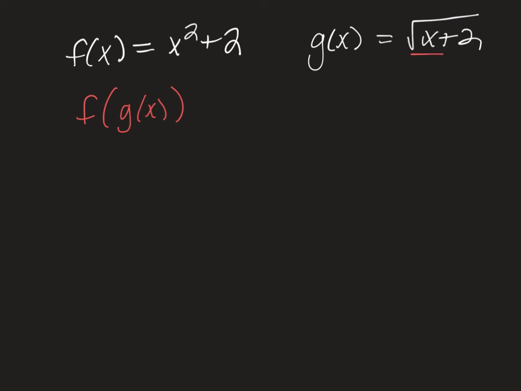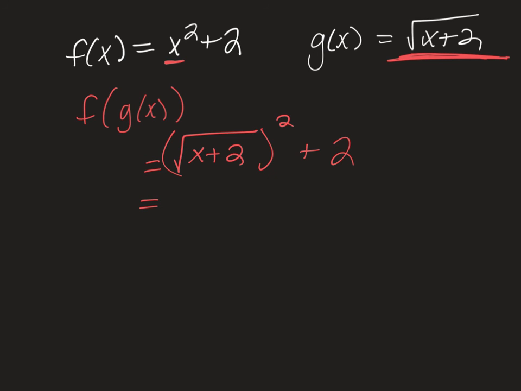So again, we're going to take this whole thing, this square root of x plus 2, and plug it in for this x right here. That means we're going to have the square root of x plus 2, squared, plus 2. So what happens when we square a square root? You're left with what's inside the radical. So that gives you x plus 2, and then plus 2, which is x plus 4.